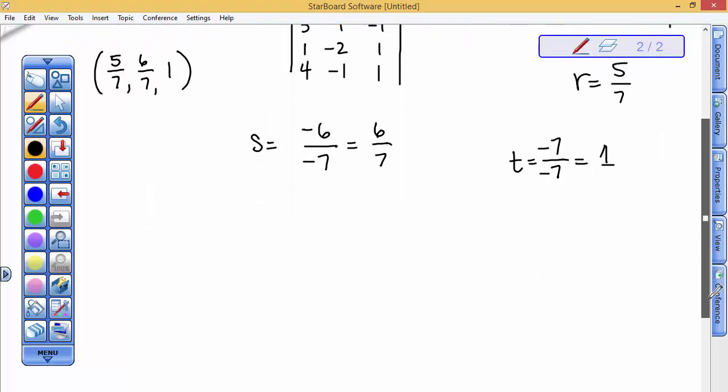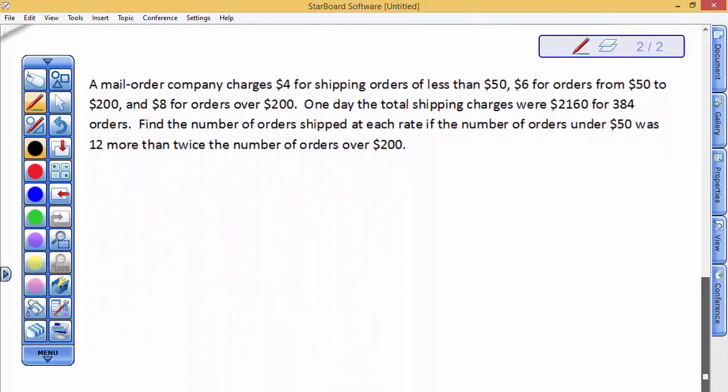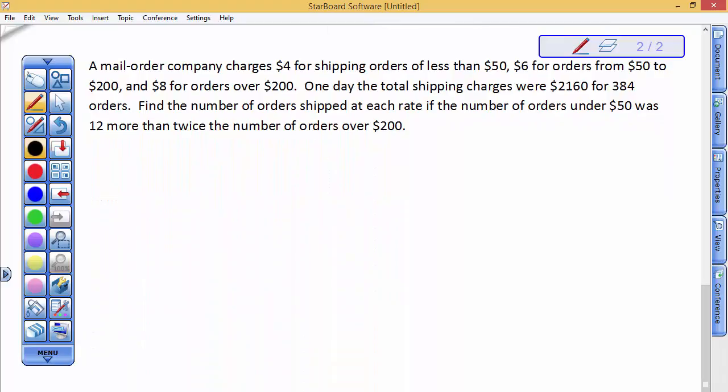Okay, we may evaluate the story problem down here via determinants. We'll see. So let's go ahead and do one. A mail order company charges $4 for shipping orders of less than $50, $6 if your order is between $50 and $200, and $8 when your order is over $200. Before we read any more, let's go to the last sentence. It is in the last sentence. Find the number of orders shipped at each rate. The number of orders shipped at each rate.